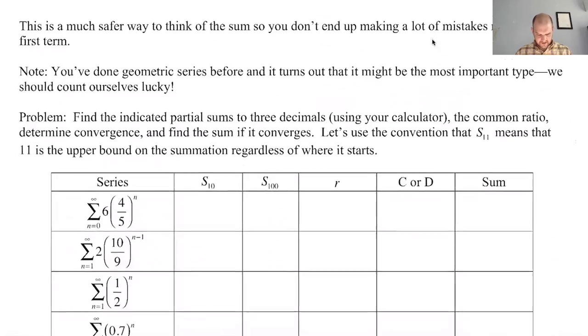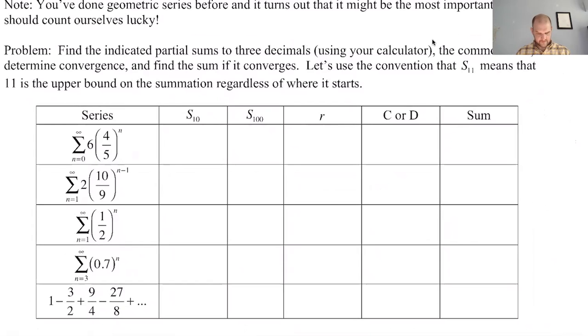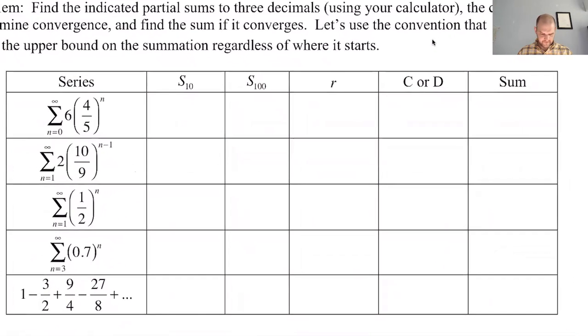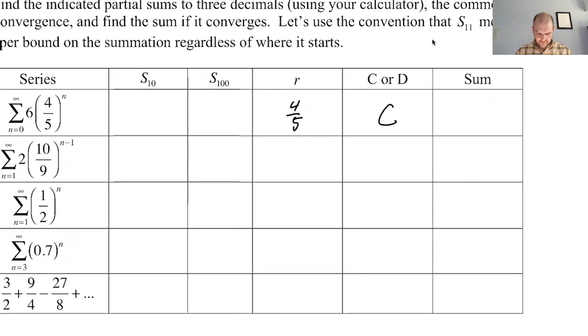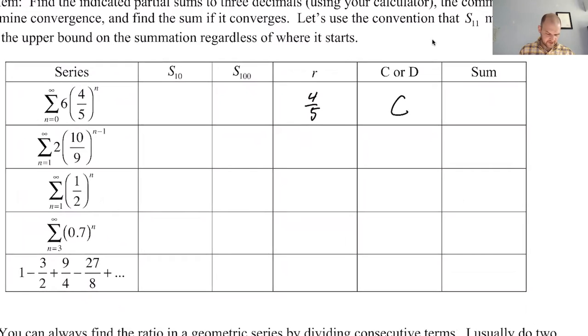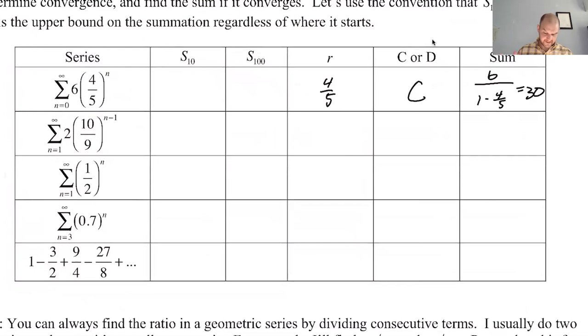So let's see if we can do these. They're mostly calculator. So what can I fill in without the calculator? Here, r is definitely 4/5, right? Because it's a times r to the n. The absolute value of 4/5 is less than 1, so this definitely converges. And it's going to converge to the first term over 1 minus the ratio. The first term is when you take 0 and plug it in here. 4/5 to the 0 gives me 1, and 6. So the first term is 6 over 1 minus the ratio, which should be 30. The calculator will confirm or refute, I guess.